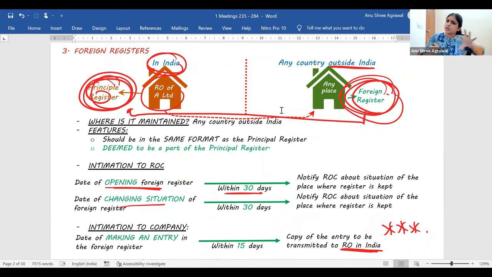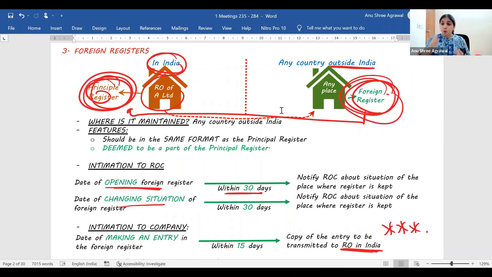Company, if you want, you're already having one register in India. In addition to this, you can open extra registers outside India, call it foreign registers. In these foreign registers, I will record details about all my shareholders who live outside India. In that scenario, the register in India, what will I call it? I will call it principal register. And the register outside India, what will I call it? The foreign register. In case I'm opening foreign register, same format as the register in India.